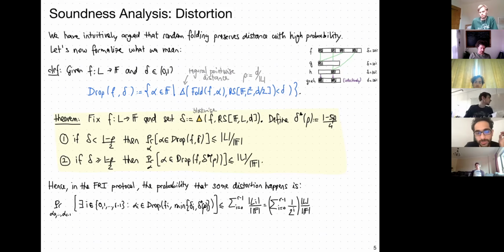Okay. Is this drop set a good thing or a bad thing? No, that's a great question. The drop set is a bad set. It's the set of bad verifier messages.